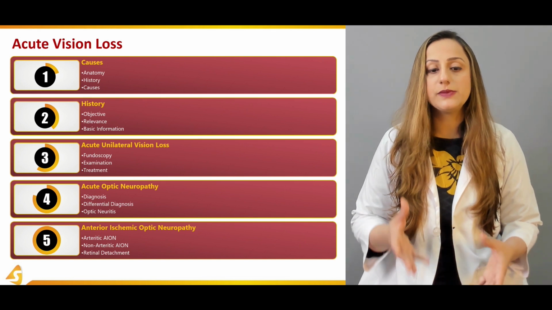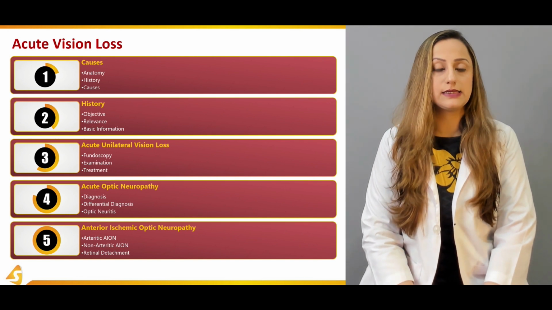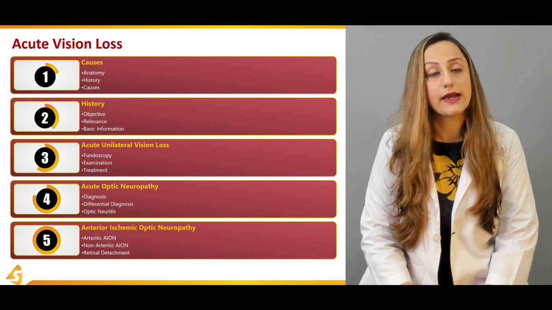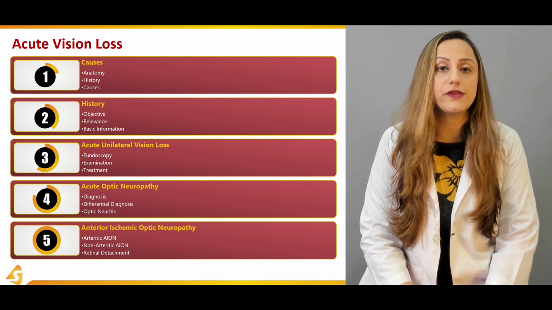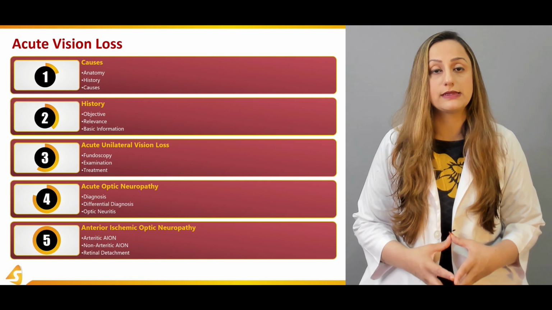And then finally, we'll be discussing optic neuritis. Optic neuritis can be of the inflammatory kind, and then we have other causes of optic neuritis. We'll be discussing all of these causes in this fourth section.